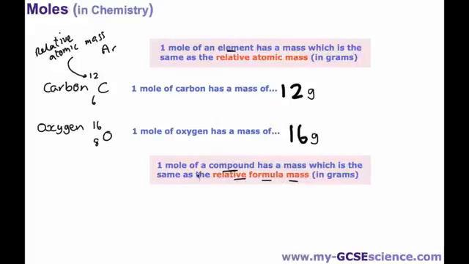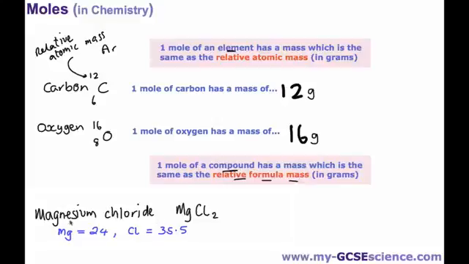Now, for now, if we move on, 1 mole of a compound has a mass which is the same as a relative formula mass, so let's have a look at how that looks. We've got magnesium chloride here, which has a formula of MgCl2, and the first thing we need to do is to work out the relative formula mass, and that can be done by adding up all the relative atomic masses.